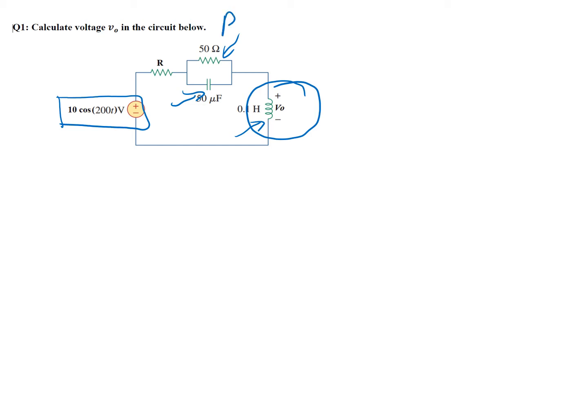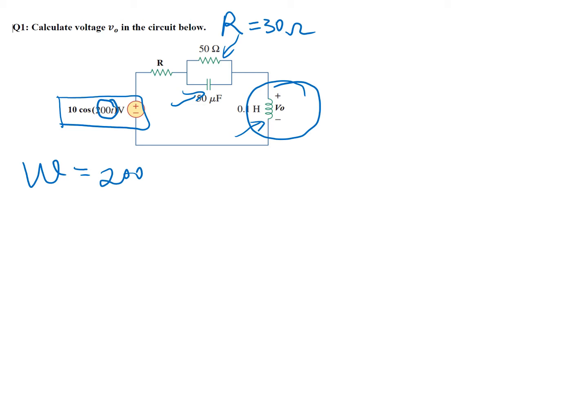For this question, we assume R is equal to 30 ohm. We can see that the 50 ohm resistor and the 50 microfarad capacitor are connected in parallel, so they can be combined. Since we can simplify the circuit, it will be easier to calculate the value we want. To convert everything into the phasor domain, we first need to note down the angular frequency omega. That's 200. Typically, we can find it from the voltage source.